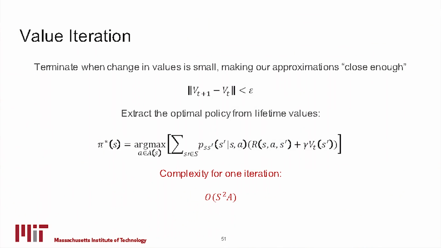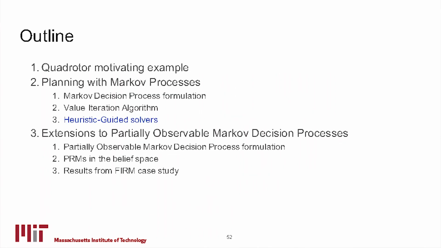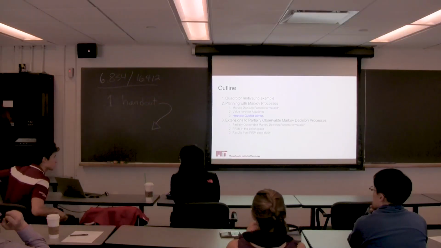One last thing to mention about this, though, is that the complexity for each iteration is dependent on the size of the state space squared and the number of actions you can take. So you can imagine as your state space expands, or you gather more actions, it gets very complex, in which case value iteration becomes very time-intensive and costly. So this allows us to move into heuristic-guided solvers.